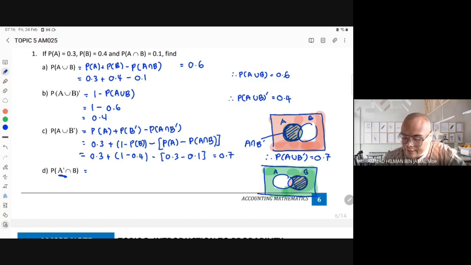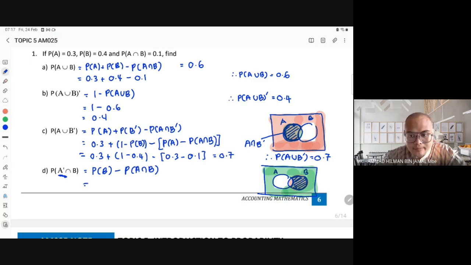Okay, so ini adalah area yang kita carilah, A prime intersect dengan B. So, dia punya formula adalah probability of B. So, B ni semua, tolakkan dengan dia punya intersection, sebab intersection ni tak termasuk. Okay, tolakkan dengan probability of A intersect dengan B.